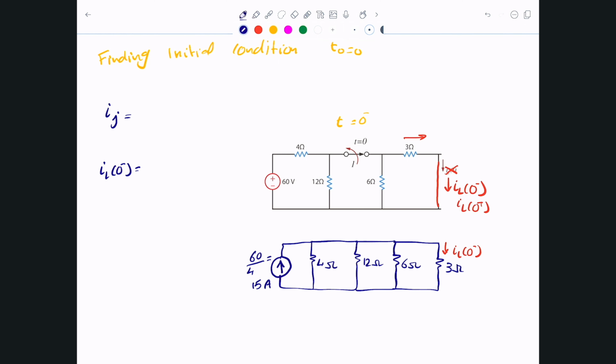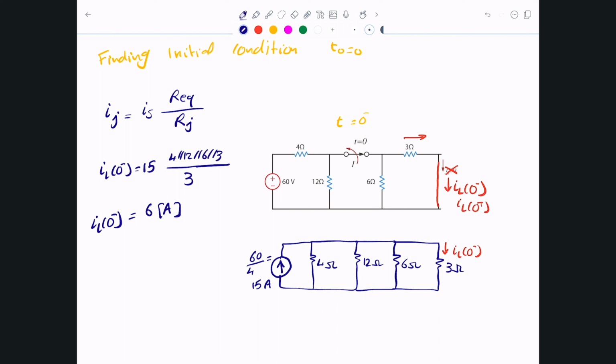So if you're interested in some sort of an IJ, which is like I1, I2, I3, whatever it is, you do I source multiplied by the R equivalent of these parallel resistors divided by RJ, which in our case is that 3. So our source is 15 amps, and we multiply it by R equivalent, which is the 4 in parallel with the 12 in parallel with the 6 in parallel with the 3, divided by 3, and that will give us that value, which is exactly 6 amps.